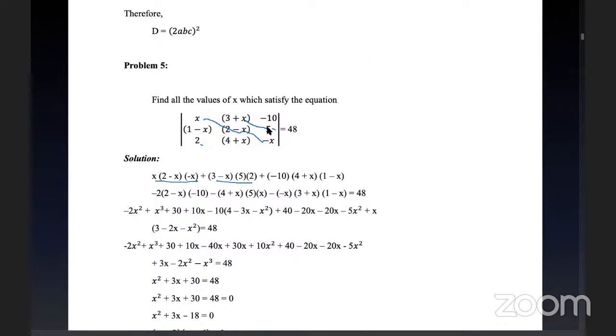Okay, and the third term will be negative 10 times, ayan, itong dalawang elements ito. So 1 minus x times 4 plus x. And for the last 3 terms, pataas naman. So 2 times 2 minus x times negative 10, ayan, minus yung sign, ito yun. 4 plus x times 5, ito yun. Saan yung next element? Yan, times x here. And lastly, so negative x here times 1 minus x times 3 plus x. Again, the sign is negative.